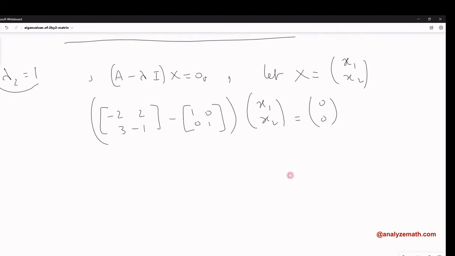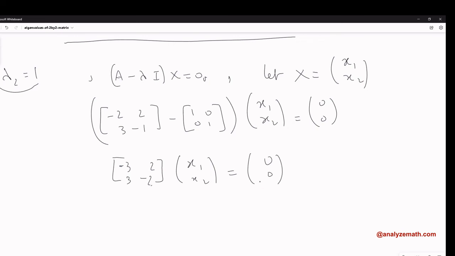Good. Now we simplify inside first. Negative 2 minus 1, negative 3. 2 minus 0, 2. 3 minus 0, 3. Negative 1 minus 1, negative 2. Now this multiplied by x1, x2 equal to 0.